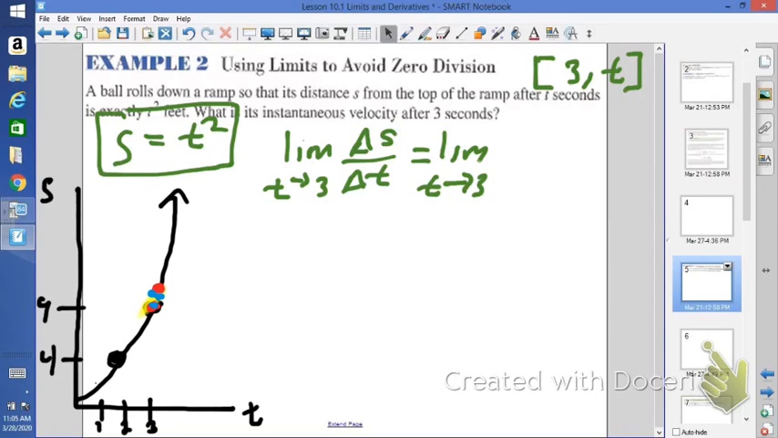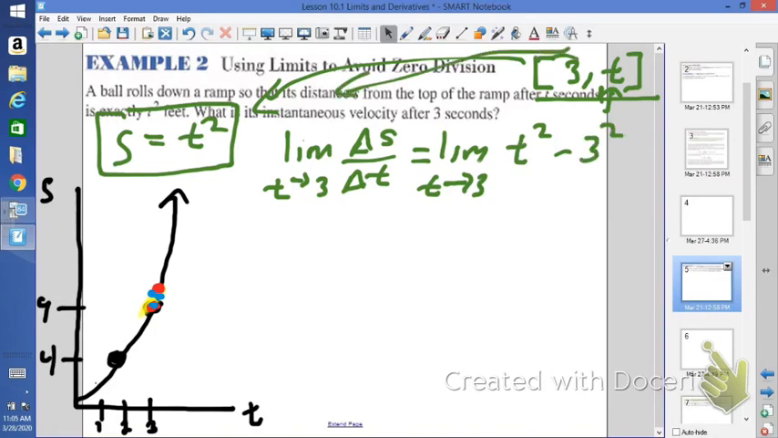Alright, so here's our interval, from 3 to t, but again, as t approaches 3. So we're going to take t and plug it into our equation for t right over here. So you're going to get t squared. And then we're going to subtract, you're going to take 3 and plug it in, so 3 squared. We're going to divide by our delta t, which is going to be t minus 3.